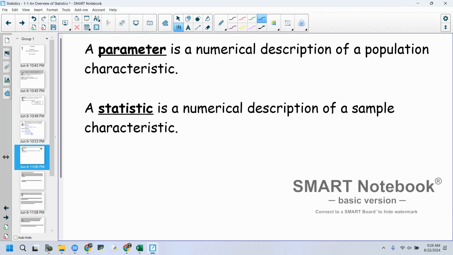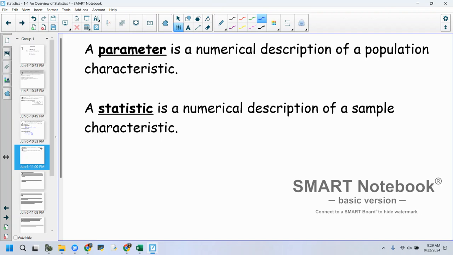And this could be the average, it could be the mean, right? I could say population mean, that's a parameter. I could say sample mean, that's a statistic. I could say population standard deviation, that's a parameter. I could say sample standard deviation, that's a statistic. So if you're talking about a subset of the population, you would be referencing what's called a statistic. If you talk about a population value, that's a parameter, okay?